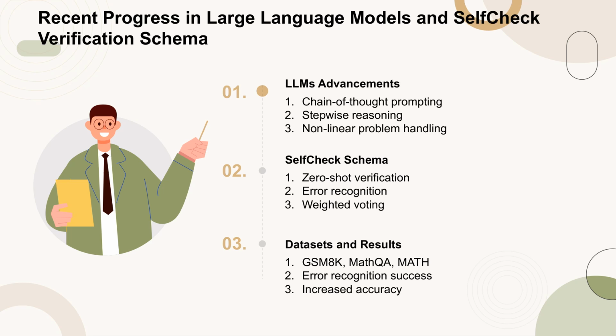However, these models struggle with nonlinear problems. To tackle this, the authors propose SelfCheck, a zero-shot verification schema designed to recognize errors in LLM reasoning without external resources. This schema uses weighted voting on multiple solutions to enhance question answering performance. Evaluated on datasets GSM-8K, MathQA, and MATH, SelfCheck successfully identifies errors and improves final answer accuracies.